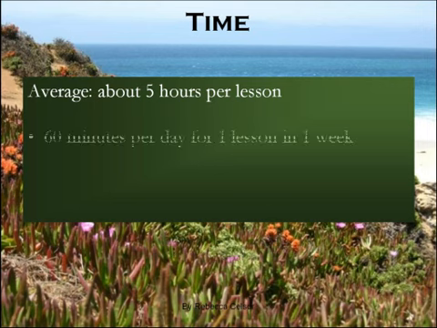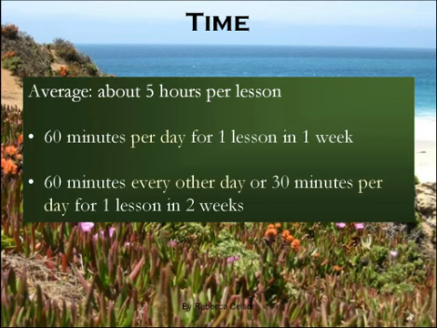It should take about 60 minutes per day for one lesson in 1 week. This will vary from student to student depending on how ready they are to tackle the work, with some taking as little as 30 minutes some days, and others taking more time. For one lesson in 2 weeks, it usually takes about 60 minutes every other day or 30 minutes per day. Some will need less time. If you average more than 60 minutes per day, however, for teaching and independent work, consider slowing your pace.